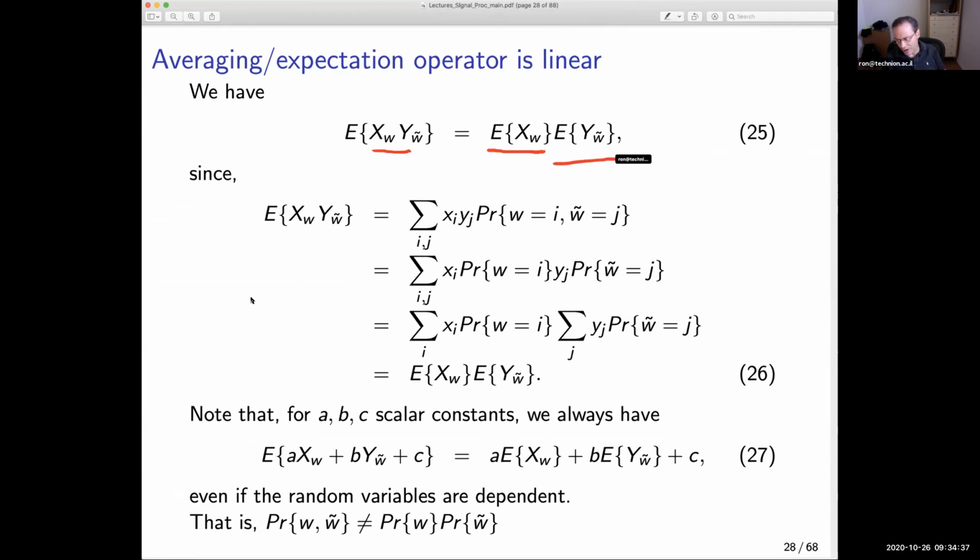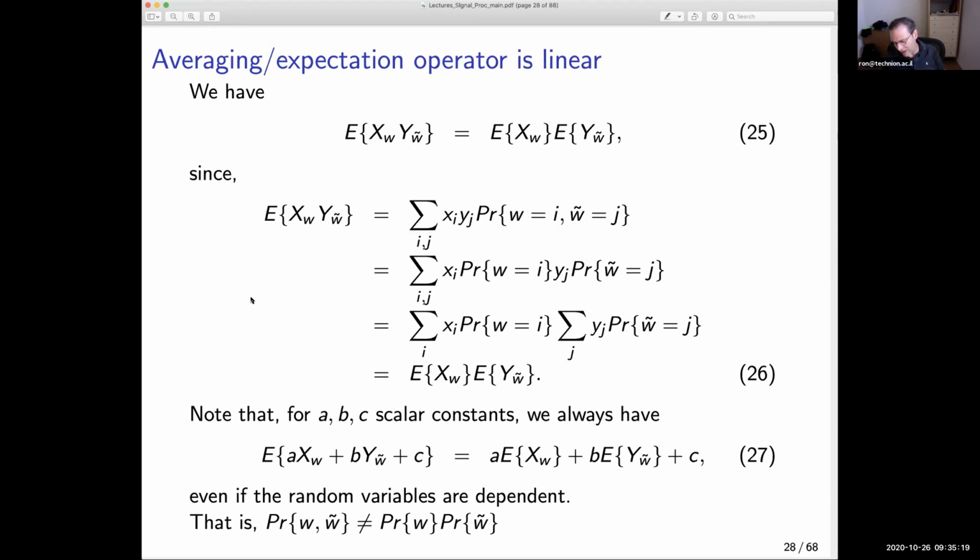And it's very simple to prove, because what we do is we just write the expectation equation, which is nothing but the sum over all the xi and yj of xi times yj, such that the probability of W equal to i and W tilde equal to j. Now, since we say that the W's are unrelated, are independent, this can be split into the multiplication of the probability of i and the probability of j. In multiplication, we can just move the yj into the middle, which is what is going on here.